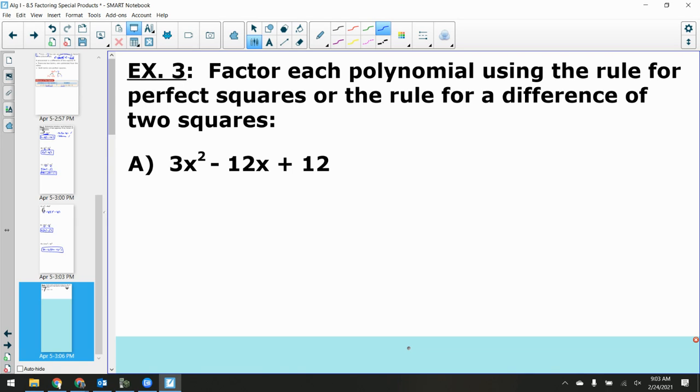Okay. What should you always check first? Is there a greatest common factor of these 3? What is it? 3. Let's pull it out. Let's remove that greatest common factor of 3. I see that all of these are divisible by 3, so let's remove it. Divide by 3 everywhere. X squared minus 4x plus 4.